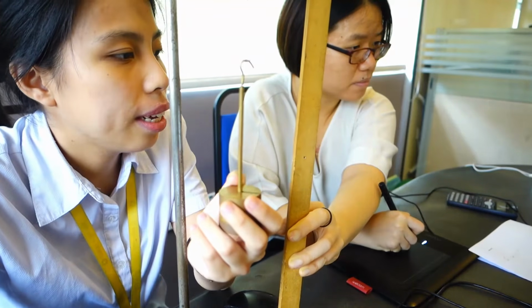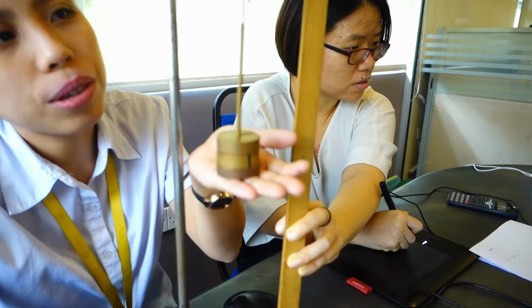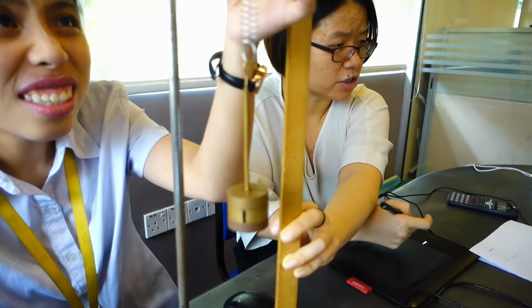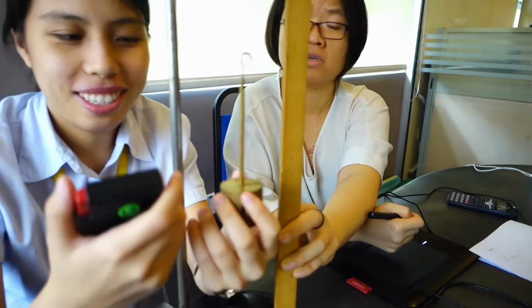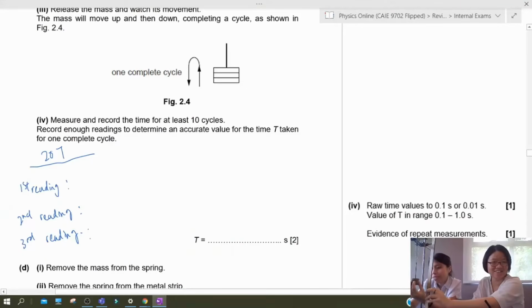I'm worried. What if I pull and my hand exerts a force on the spring, then it will affect the T? Later we write it in the confession page at the back of the experiment. Okay, there's force on release. Okay, we do first.